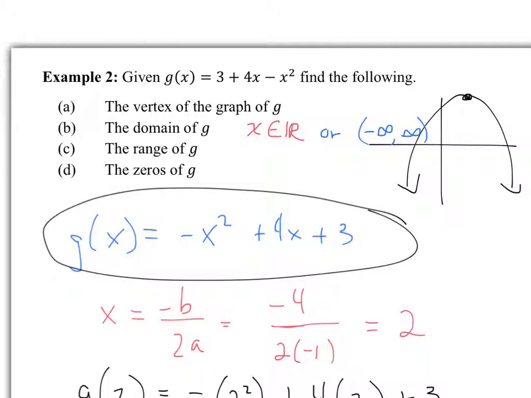If I went from, like, say my domain was from, actually, let's hold off because we're writing that notation for the range. How about the range? What does the range mean for a graph? What's the range, Ryan?